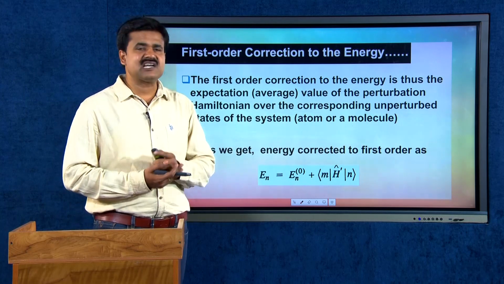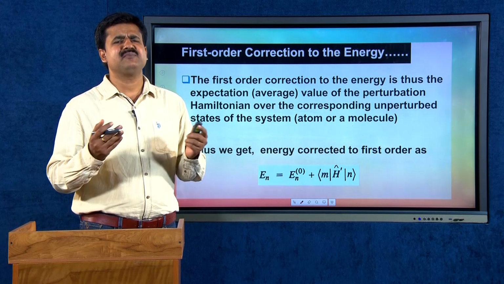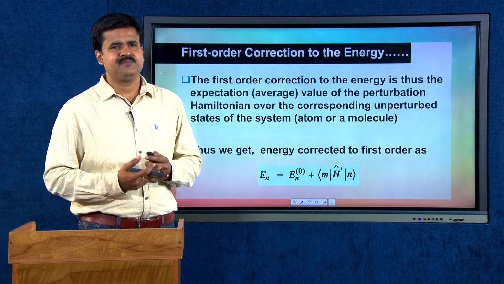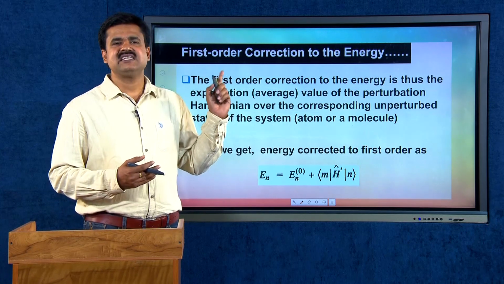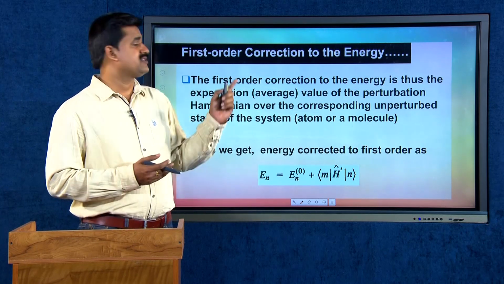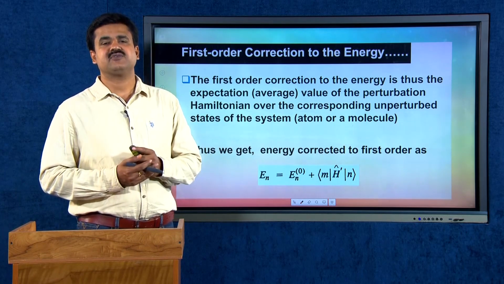Hamiltonian over the corresponding unperturbed state of the system. Unperturbed state of the system means it may be an atom or a molecule. The first order correction to energy is an average value of the perturbation Hamiltonian corresponding to the unperturbed state of the system.